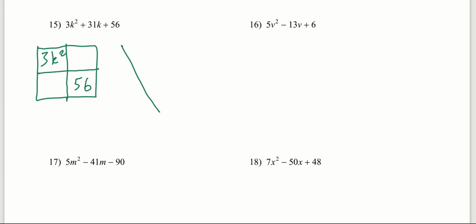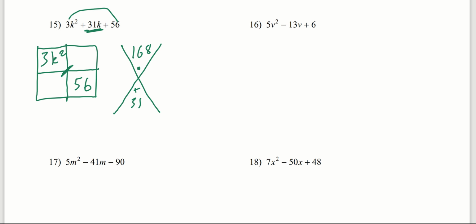So now I use the x method here to figure out how I'm going to break up this term between these two boxes. So what they multiply to is a times c, so 3 times 56. Let me see if I can get a calculator real quick. I believe that's going to be 168. Yep, 168 here. And then on the bottom is what they add to, which is 31.